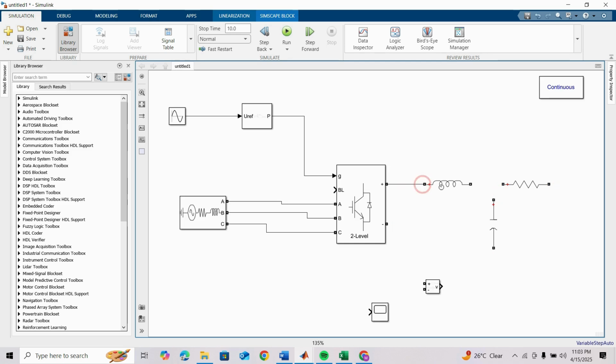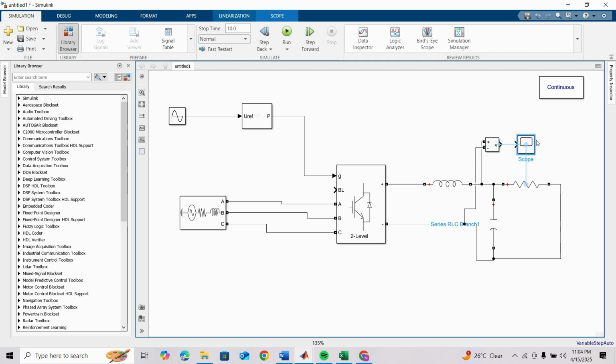Now connect all the elements. This is connected here and this is connected here. The positive terminal of the voltage measurement I want here, and the negative will be connected here. And this is a scope. That's all I need. I'm changing the stop time to 1.